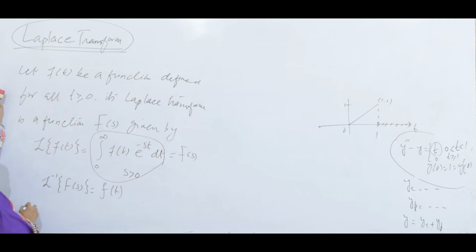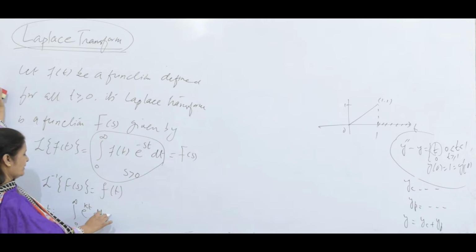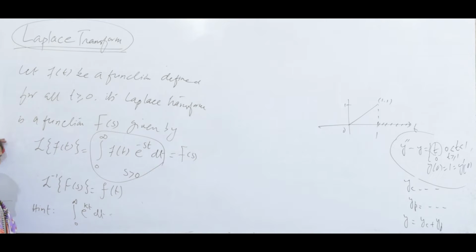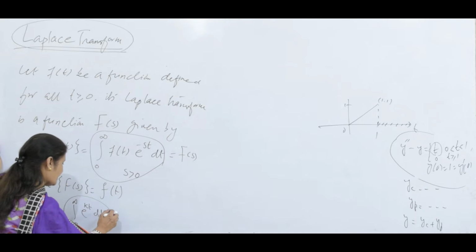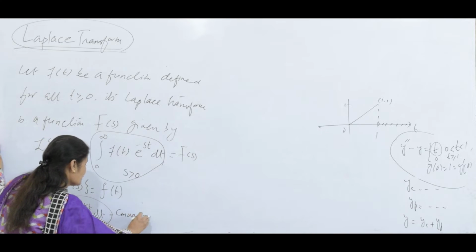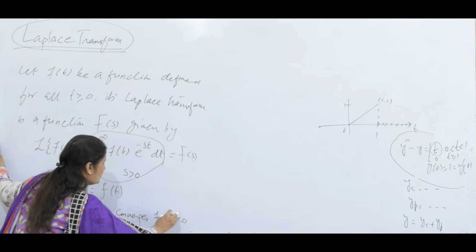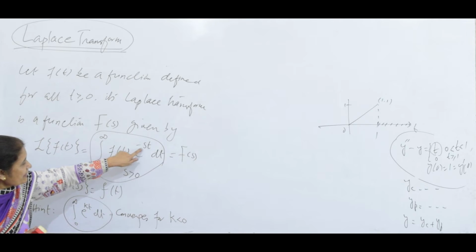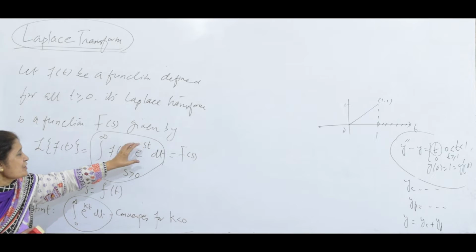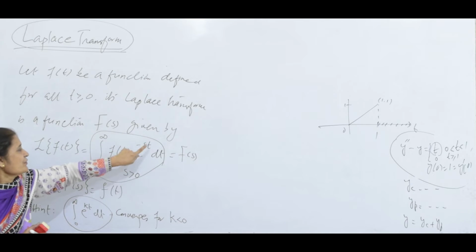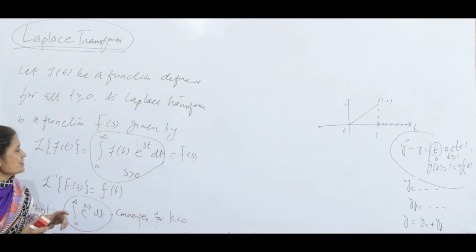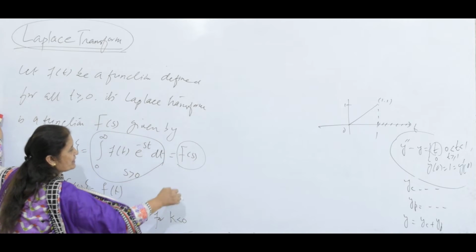One hint, or something I would like to ask: the integral from 0 to infinity of e to the kt dt. For what value of k does this integral converge? This integral converges for k less than 0. Look at that. Here s must be positive. If s is positive, then this integral converges. This function converges and the whole integral converges, giving you some function F(s).